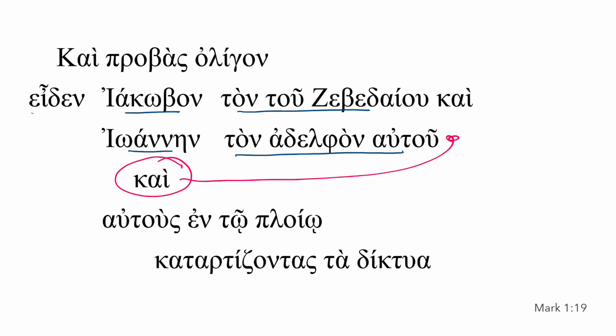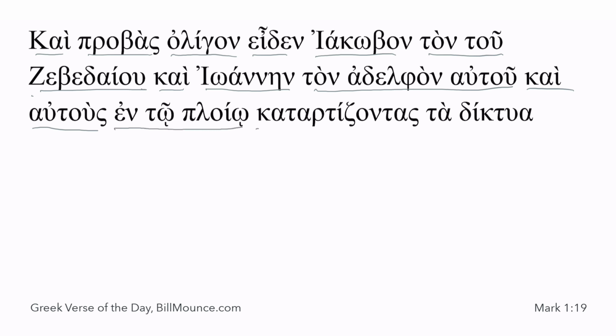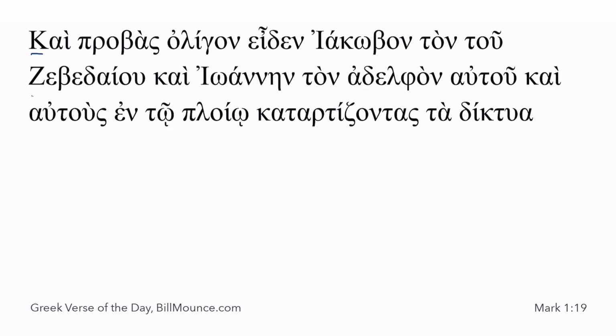In Mark 1:19, we're going to learn about another genitive and also two different ways in which kai can function. Kai probas oligon, eiden Iakobon ton tou Zebedaiou, kai Ioannen ton adelphon autou, kai autous en too ploio katartizontas ta diktua. And going on a little bit, I'll come back to that.